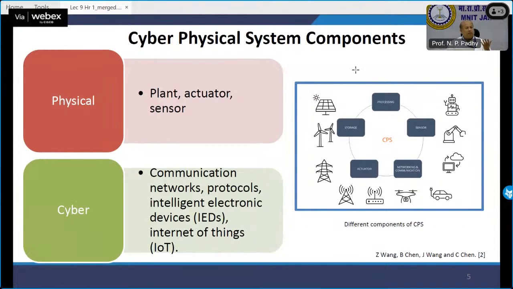Now you see those smart meters, they communicate to a control center and send their data minute wise, second wise, hour wise, 15 minutes wise, whatever you want. So that is where the communication, the cyber physical layer, comes into action again.